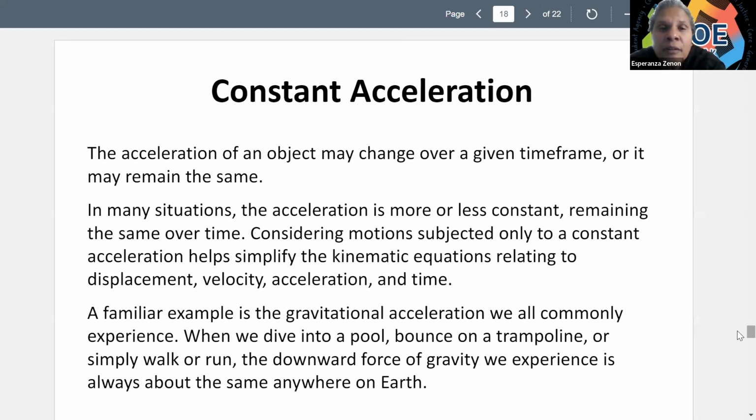An example of motion where an object is moving with constant acceleration is free fall. When an object is being controlled by gravity only, vertical motion under the control of gravity only, is an example of free fall 1D motion, okay?